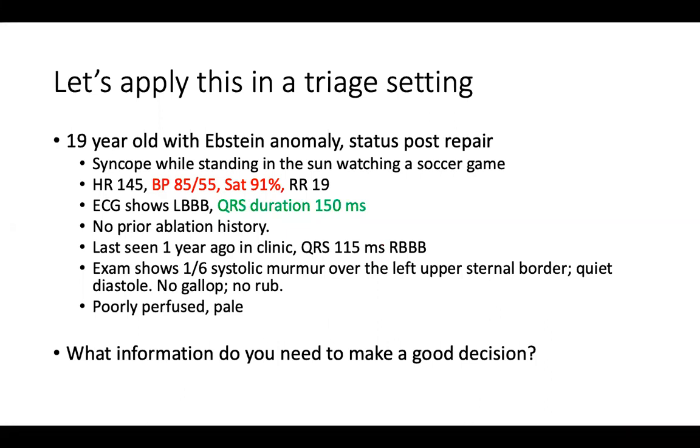Finally, that same 19-year-old with a heart rate of 145, but now the blood pressure is low, the saturation is low, poorly perfused, pale, QRS duration is 150, left bundle branch block. This person is having a VT event until proven otherwise. And this is something that I assume everybody on this Zoom meeting would look at and say, okay, I've got this. Heart rate of 145, different QRS, left bundle branch block, who's poorly perfused.